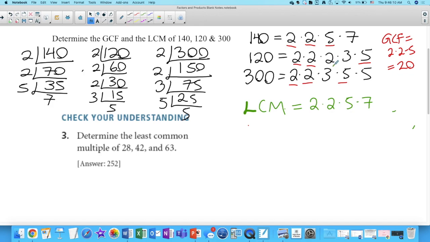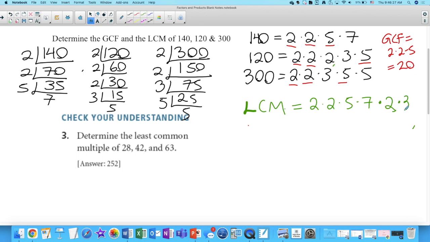And I don't have any 3s, so I need to add that in as well. Do I have the 5? Yes. Got the 5. I don't need to repeat that. Okay? Now I'm going to look at the 300, and I'm going to see if I'm missing anything there.